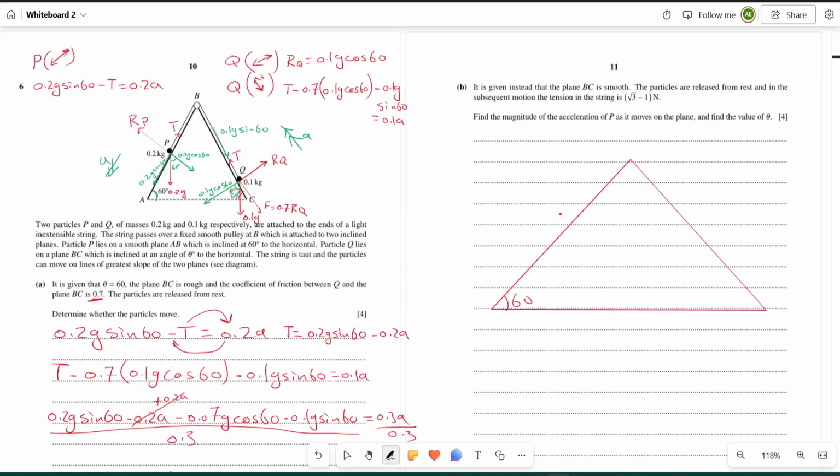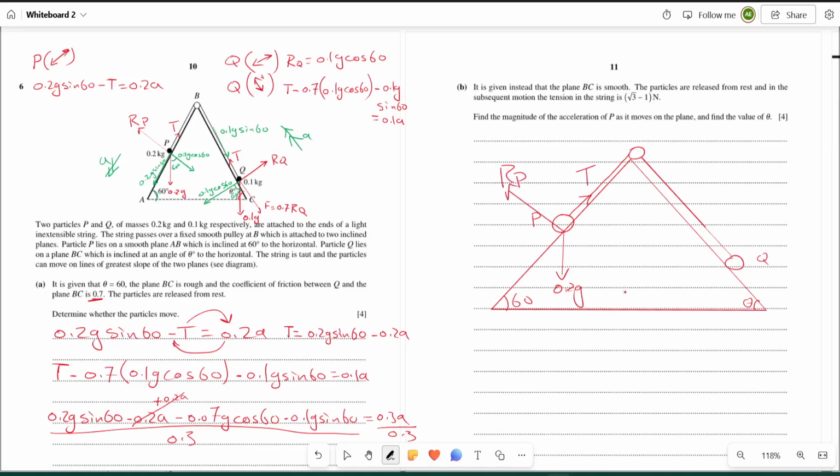This is 60. This is particle P, and this is the pulley. This is going to be particle Q. It is a little bit more down, yeah, Q. So this is Q, this is P. Okay, I don't know what this is, this is theta. So what I'm going to do is redraw the free body diagram. Starting with P, it has a weight of 0.2 g. It will have a tension, and it will have the normal reaction. Let's call it RP. That's it.